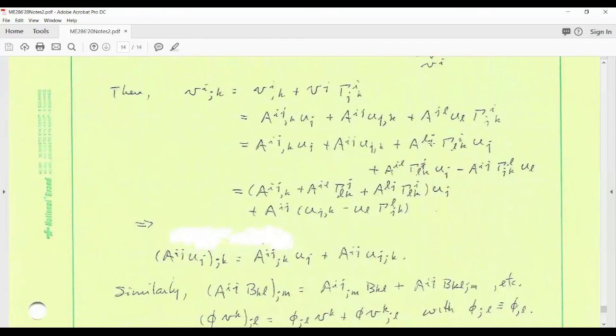I will add a term. I will add and subtract the same term. I will add this term and subtract it again. You can verify that this term is the same as this one if I simply rearrange the summation indices, which I'm always free to do.